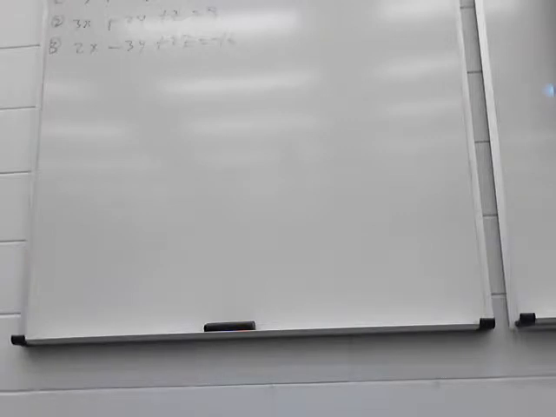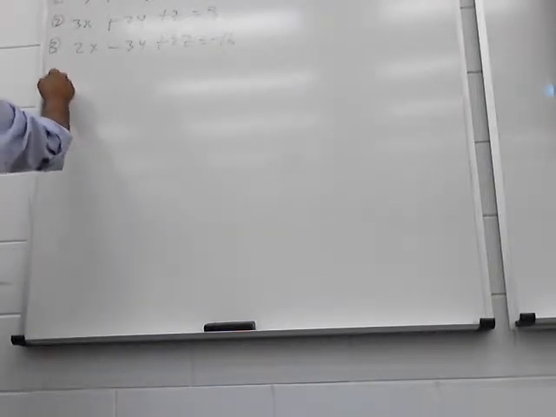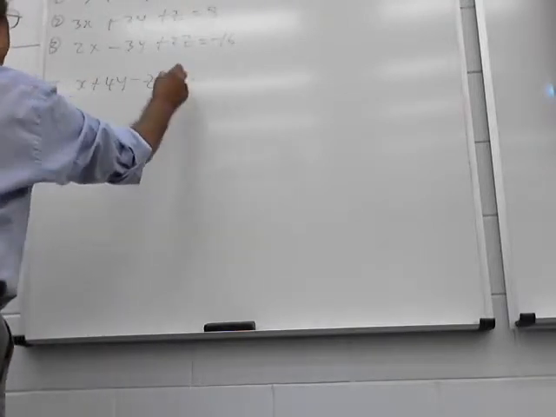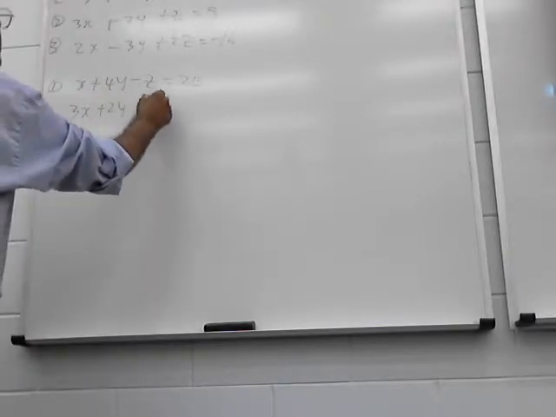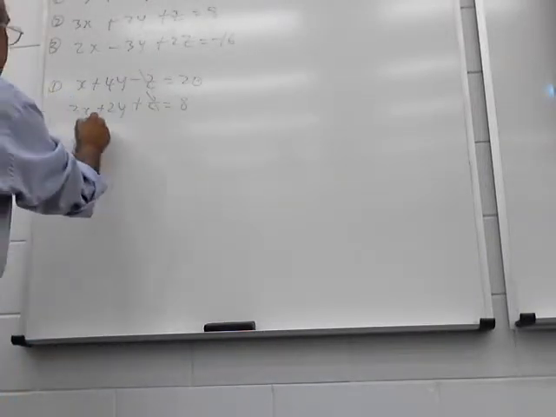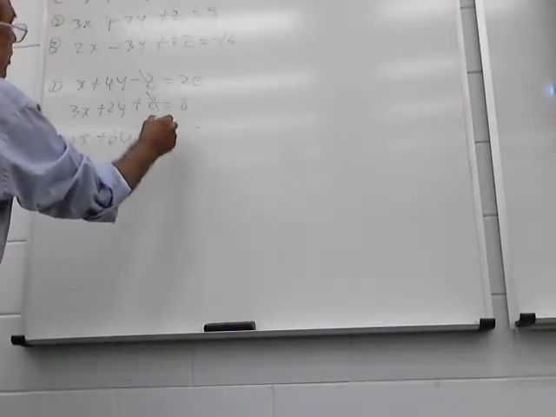But I'm going to do this here for convenience, because I already see that if I add 1 and 2, I will eliminate z. That's why I'm going to be doing that. I will put 1 here, x plus 4y minus z equal to 20, and 3x plus 2y plus z equal to 8. So right away there, I see that I will eliminate my z, and then I have 4x plus 6y equal to 28.